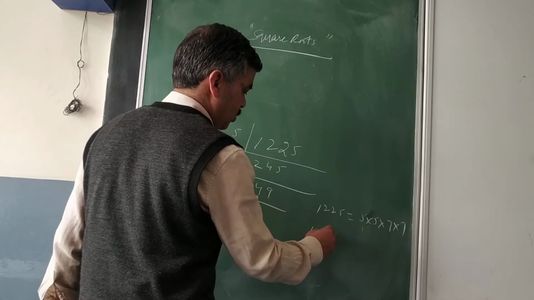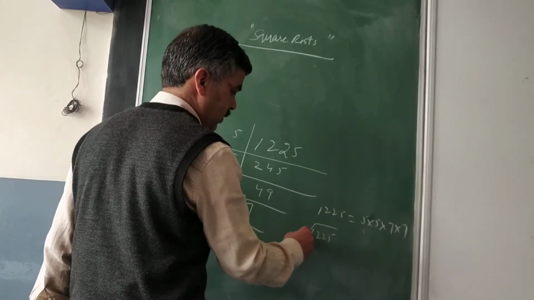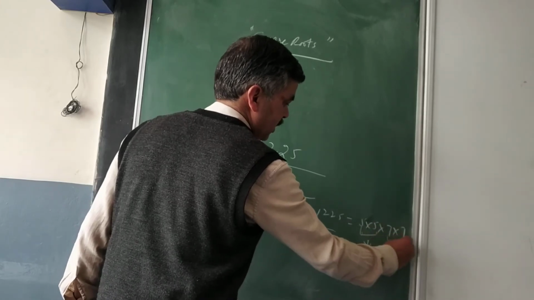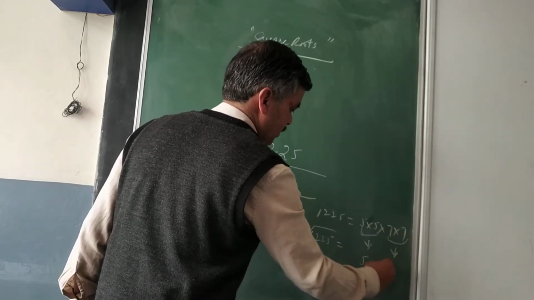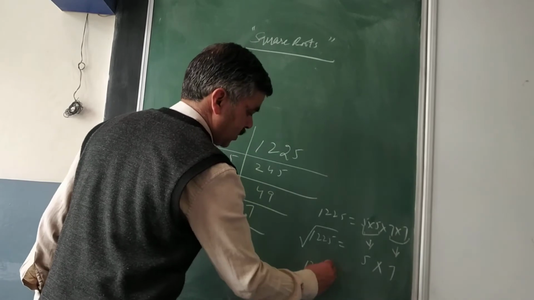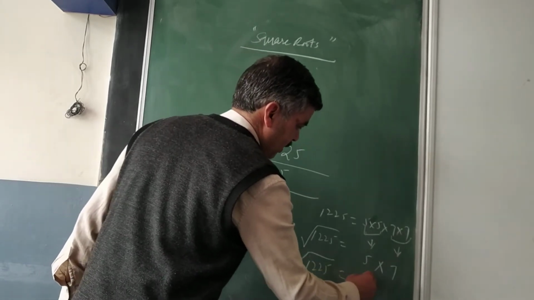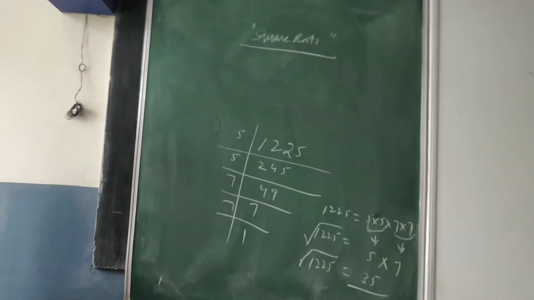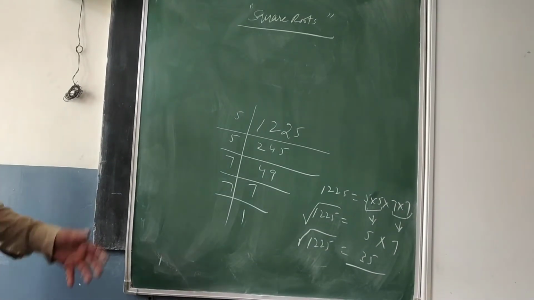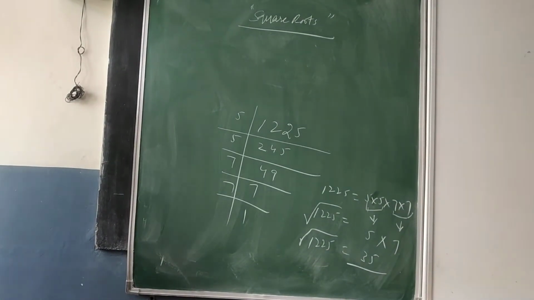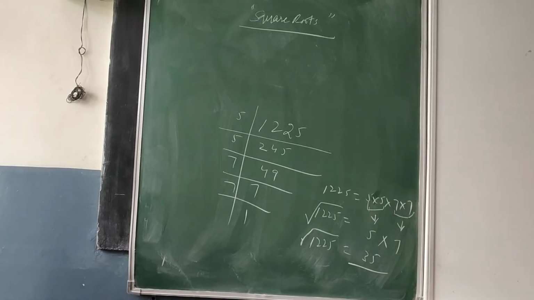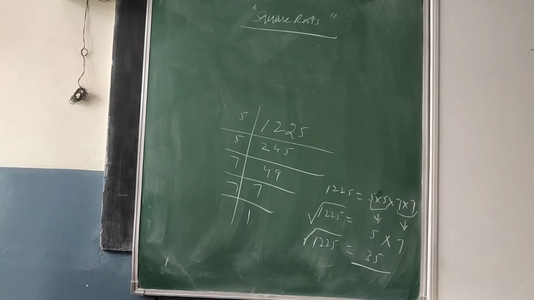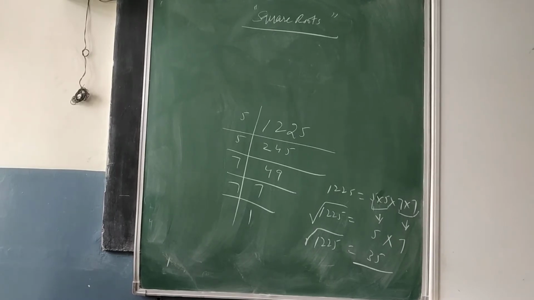So when you are writing the square root of 1225, for this pair only one 5 will be taken, and for this pair only one 7 will be taken. So the square root of 1225 will be equal to what? 35. So that is the purpose. This way you can solve the questions by your prime factorization method, and that is your question number 2. So you try all these 7 parts today at your home.